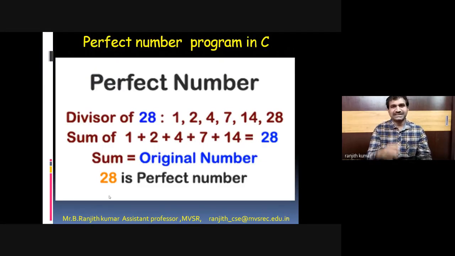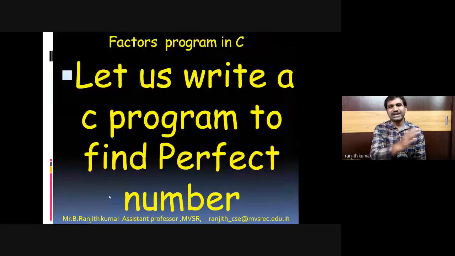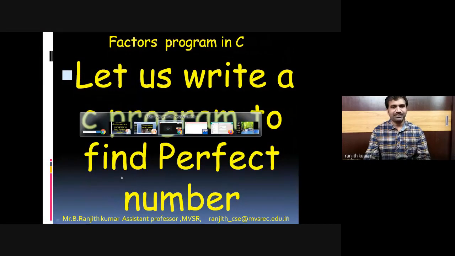So this is the way of doing a perfect number program. Find out the factors of 28, which are 1, 2, 4, 7, 14, and 28. Exclude itself and add all. If you compare the sum of factors with the original number and they are equal, then that number is a perfect number. Now let us write a C program to find out a perfect number.